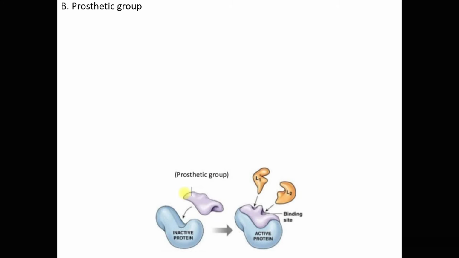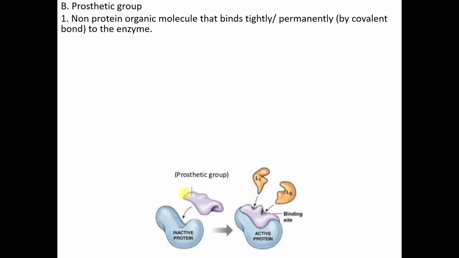Now, next, prosthetic group, which is another type of cofactor. Remember there are three types of cofactor: coenzymes, prosthetic group, and metal ions. Now, prosthetic groups are non-protein organic molecules that bind tightly or permanently to the enzyme. So this is a bit different compared with the coenzyme. Coenzyme binds loosely, whereas this prosthetic group binds tightly or permanently to the enzyme.